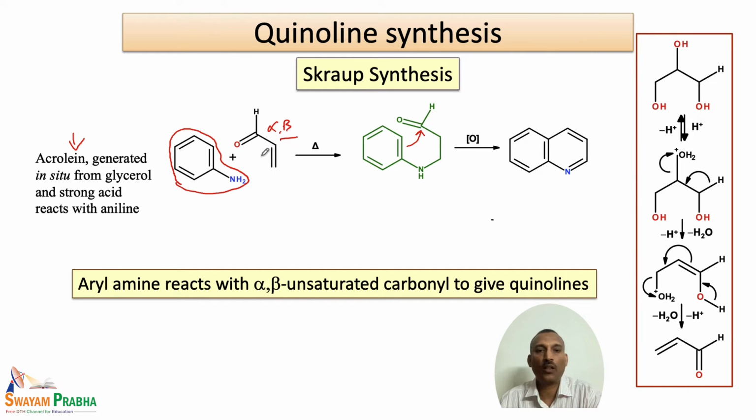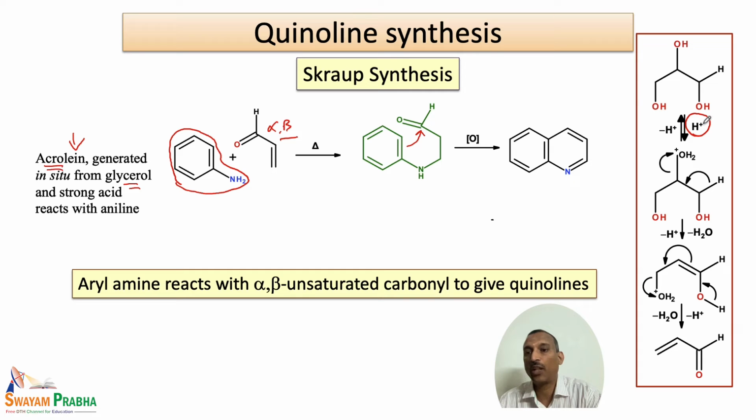That alpha beta unsaturated compound is nothing but acrolein, but this acrolein undergoes polymerization very readily. That is the reason we cannot prepare and store it for a longer time. So in this particular case, the reaction is carried out in the presence of acid, which means the acrolein is actually formed in situ from glycerol. The starting material is not acrolein, but glycerol. The reactions are given here, showing how glycerol is converted to acrolein in situ. The glycerol has 3 hydroxy groups, and initially protonation takes place, because this reaction is basically carried out in the presence of a strong acid.